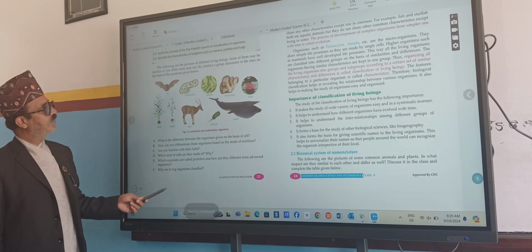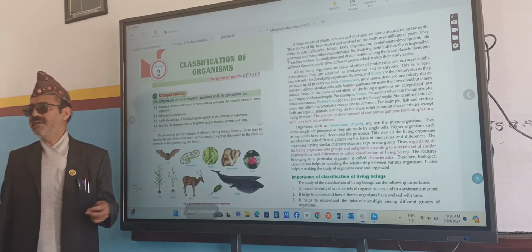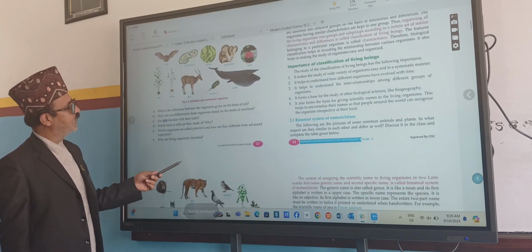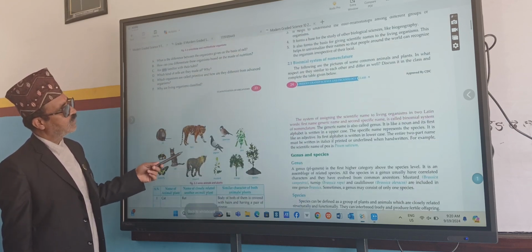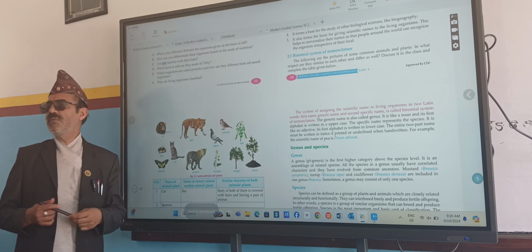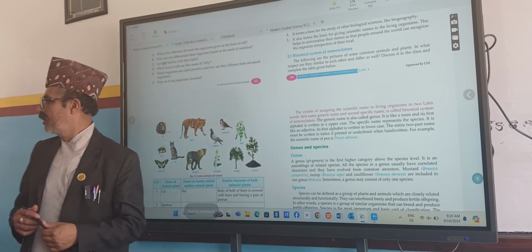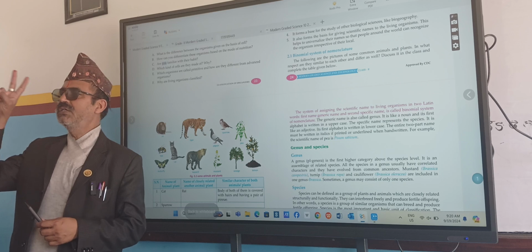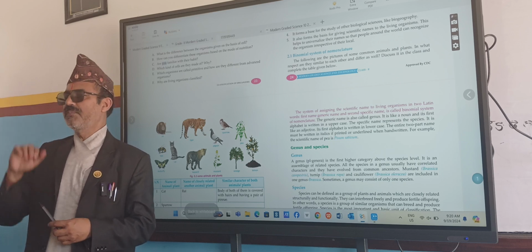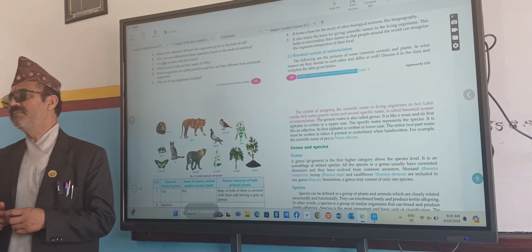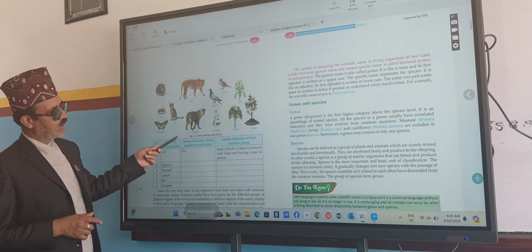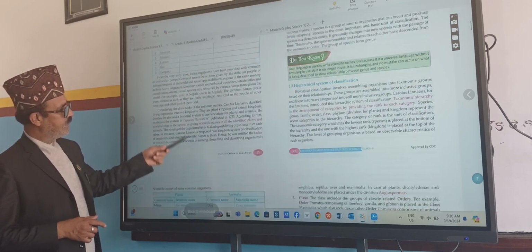What is the second chapter? Classification of organisms. In classification of organisms, basically you have to remember about the binomial system of nomenclature. Binomial means assigning two names. We still follow this one, but who gave that idea? Carolus Linnaeus.